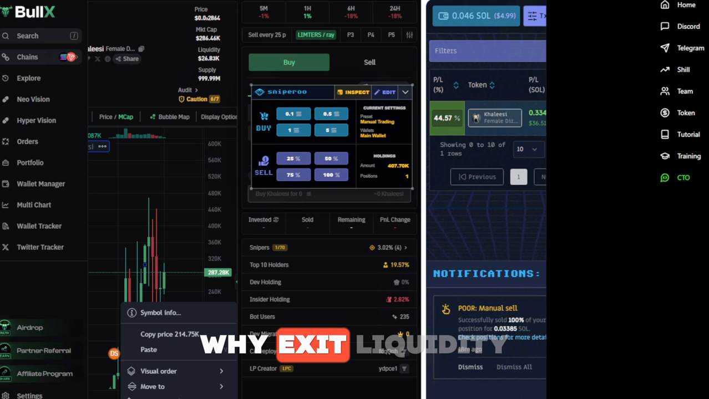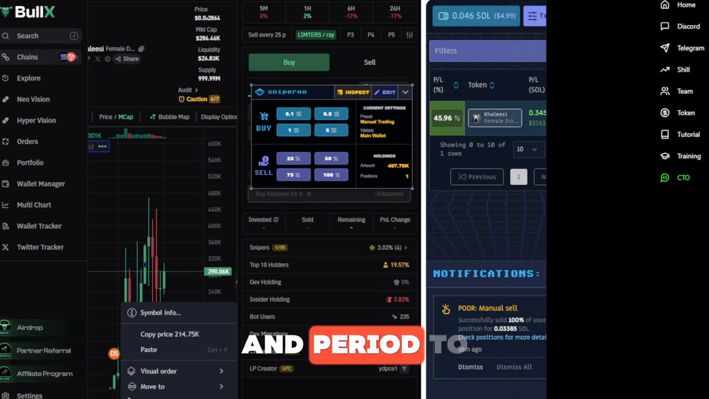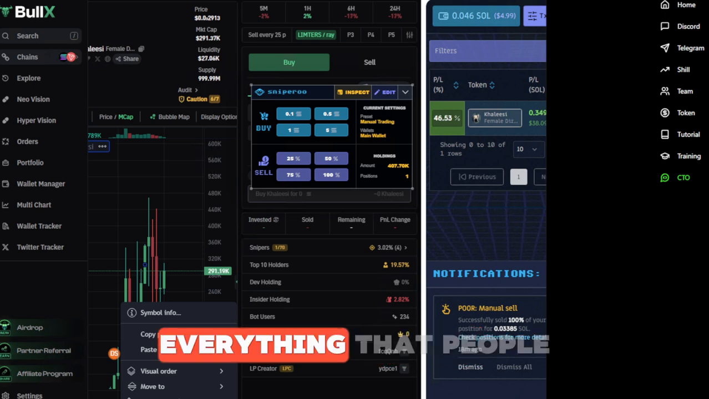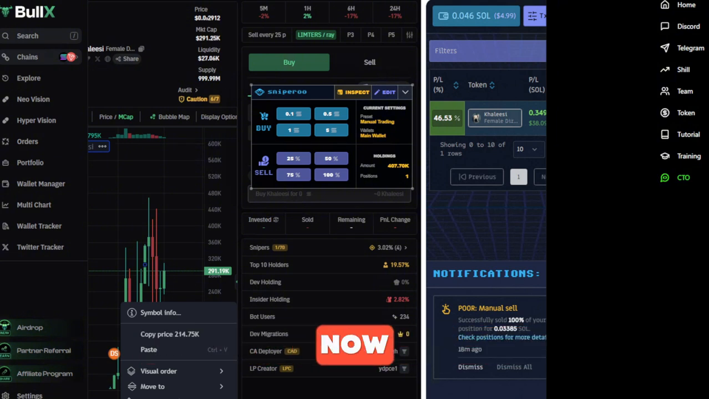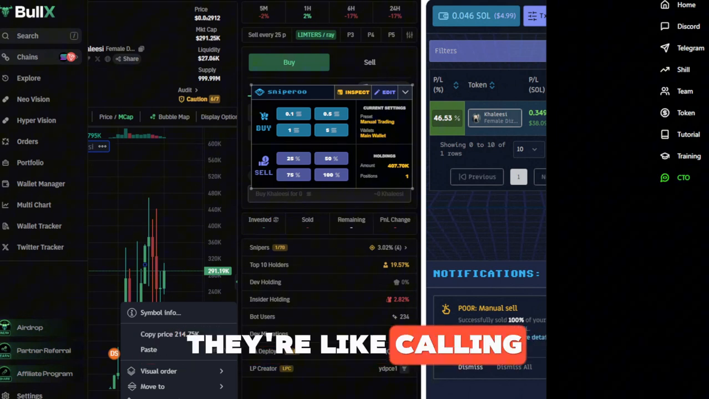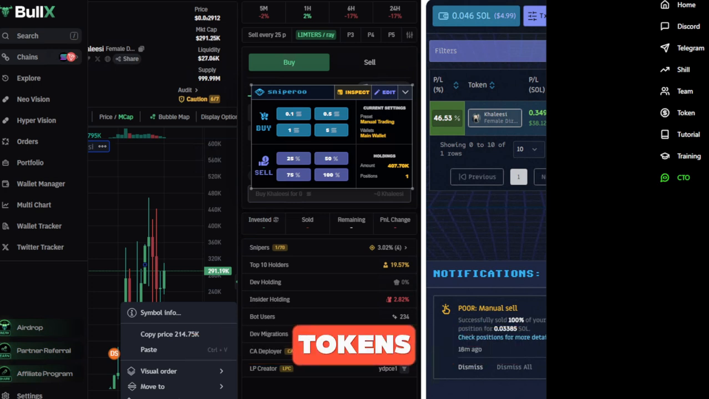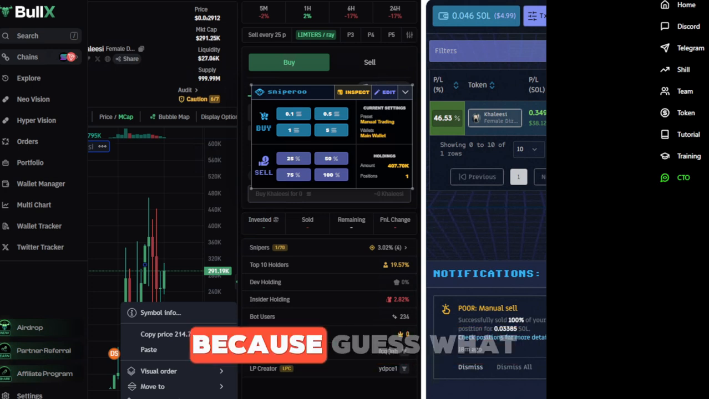This is why Exit Liquidity was created: we're finding the exit liquidity before it's actually exit liquidity, and it gives you the time and period to exit. Like right now, I'm at 45%. I can be out right now and call it a day, but why not? Because I know everything that people are not knowing. They're finding it out right now. They're joining these call groups, they're waiting, they're holding their tokens, and then they're calling in late. Because guess what?